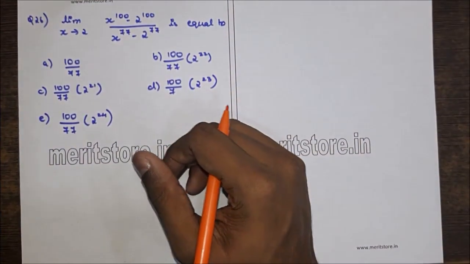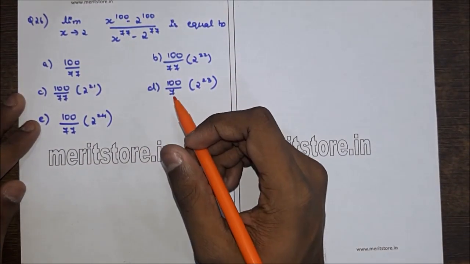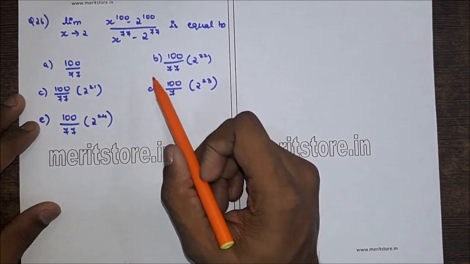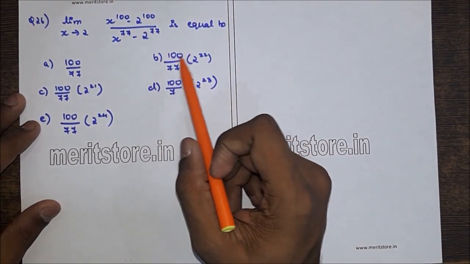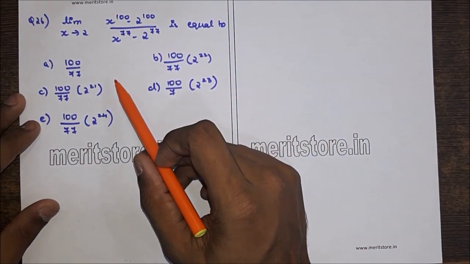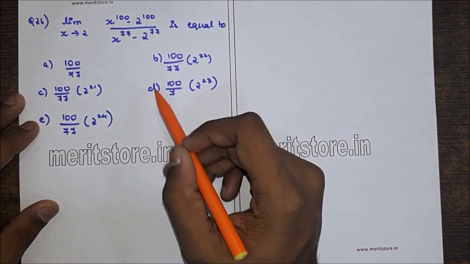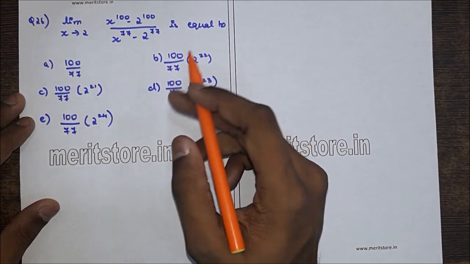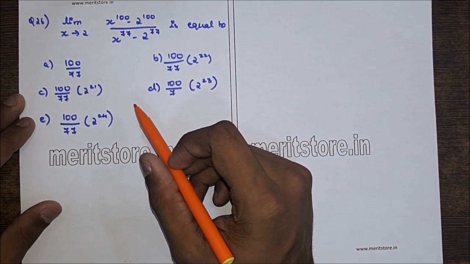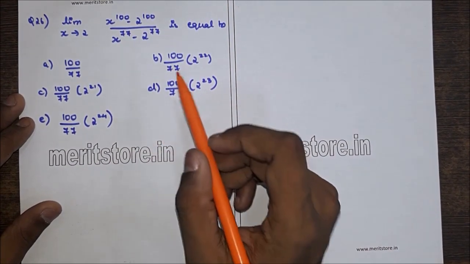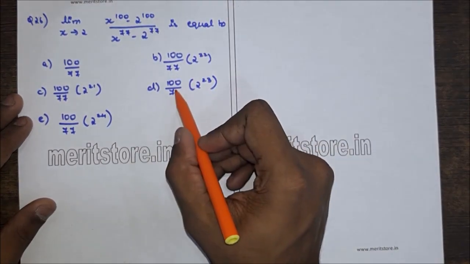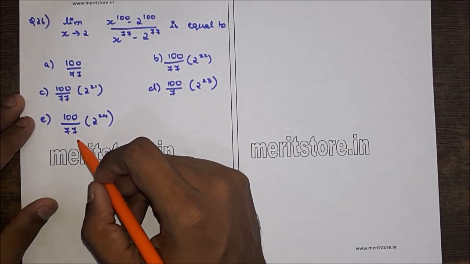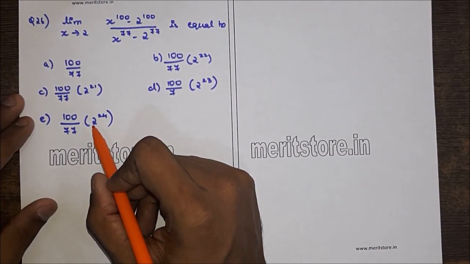Limit of x tends to 2 of (x^100 − 2^100) upon (x^77 − 2^77) is equal to: a) 100 by 77, b) 100 by 77 into 2^22, c) 100 by 77 into 2^21, d) 100 by 77 into 2^23, or e) 100 by 77 into 2^24.